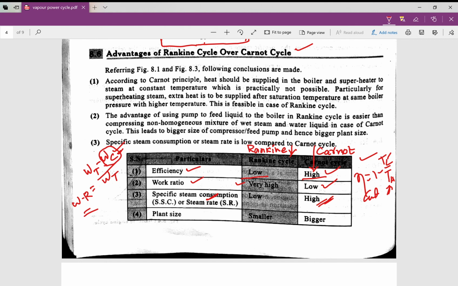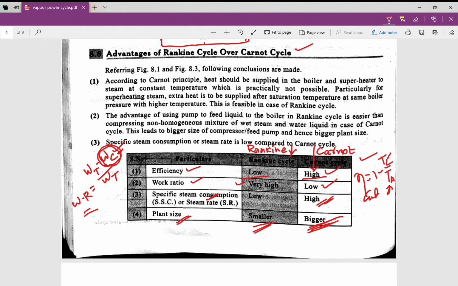Now students, plant size. Plant size is smaller in the Rankine cycle and bigger in the Carnot cycle. Again, the reason remains the same. The pump in the Carnot cycle handles a mixture of water and steam. Steam is voluminous. It will take more size to be accommodated in the pump, and therefore it could be bulky in size. Hence the plant size would be bigger for Carnot, and for Rankine it is small.